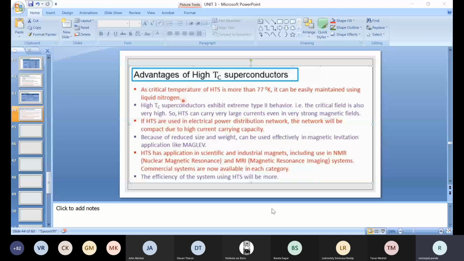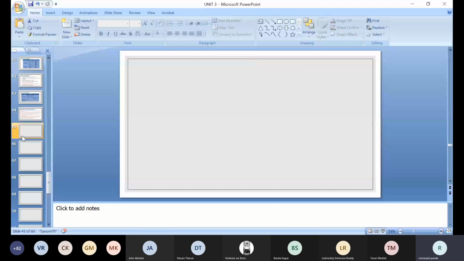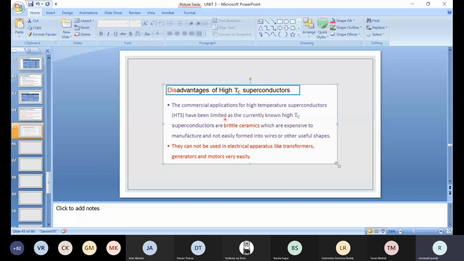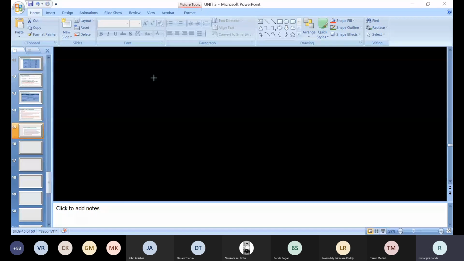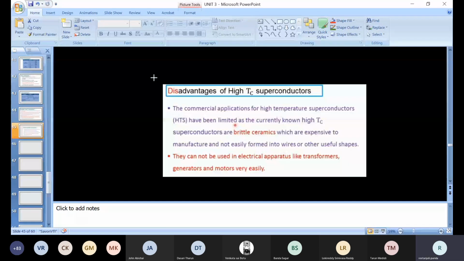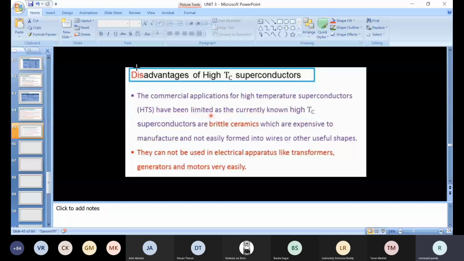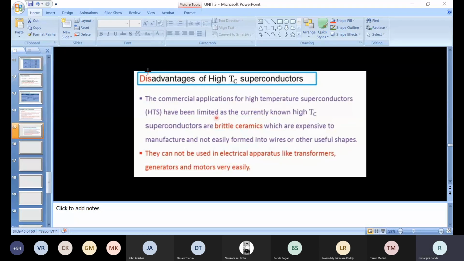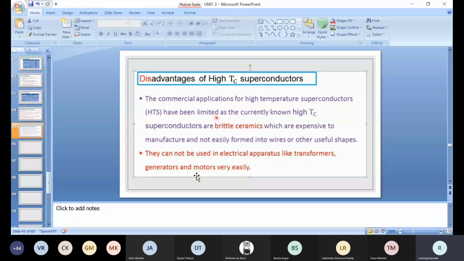this is very costly actually. First thing, we will find it very costly. To maintain the lower temperature, we need to use liquid nitrogen. That is also very, what you can say, dangerous to work with. Also, these compounds or these alloys that we are making are very brittle in nature.